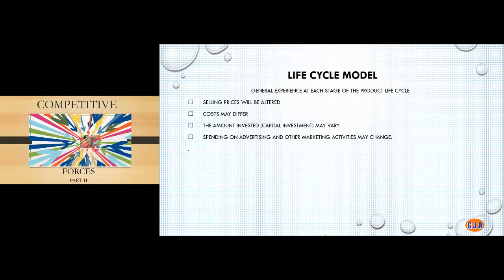Spending on advertisement equally will reduce at the maturity stage because our product is now a household name and we may not need much advertisement because people will buy from us. But at the initial stage, when we are introducing into the market, we may have to incur much cost on R&D, research and development, advertisement, and the like. So these are basic general experiences when we are talking about the life cycle of a product.